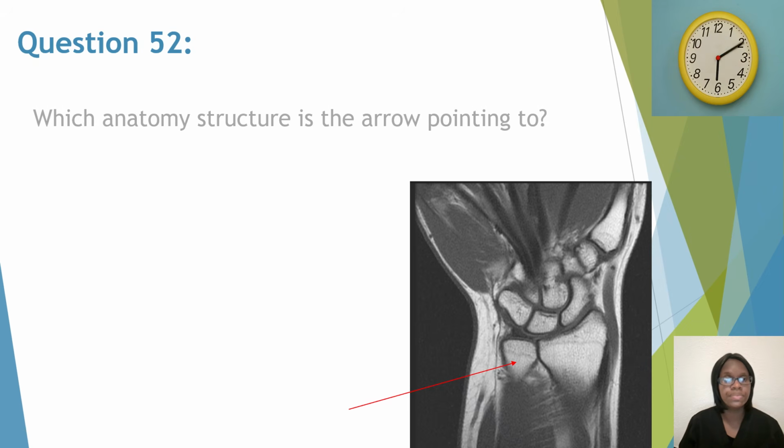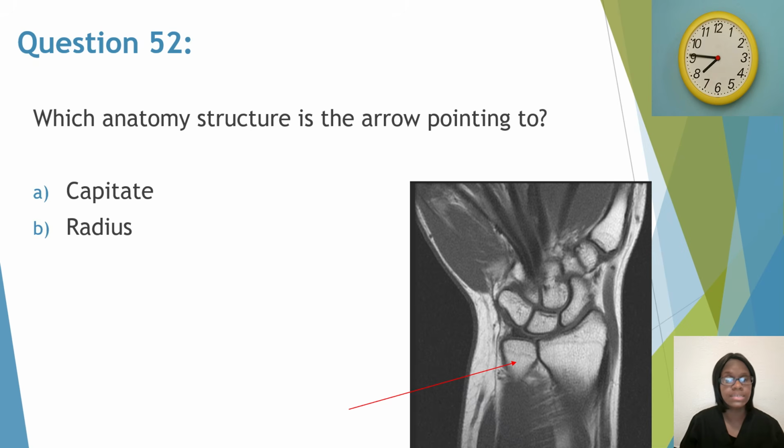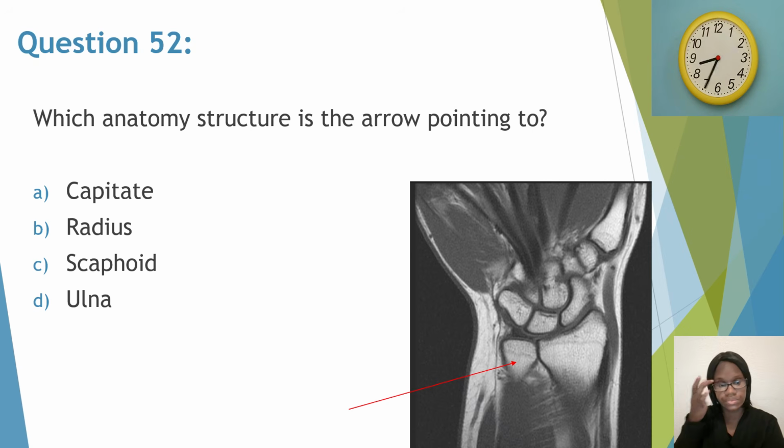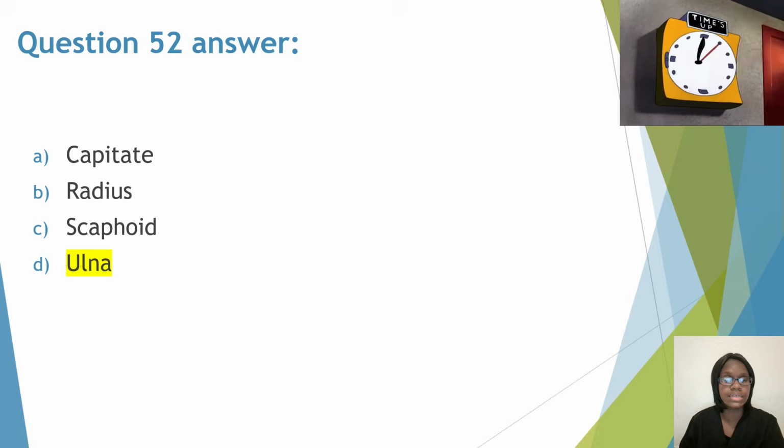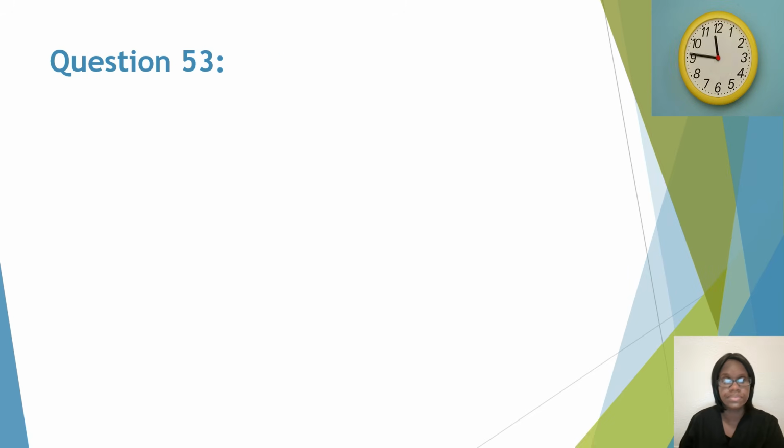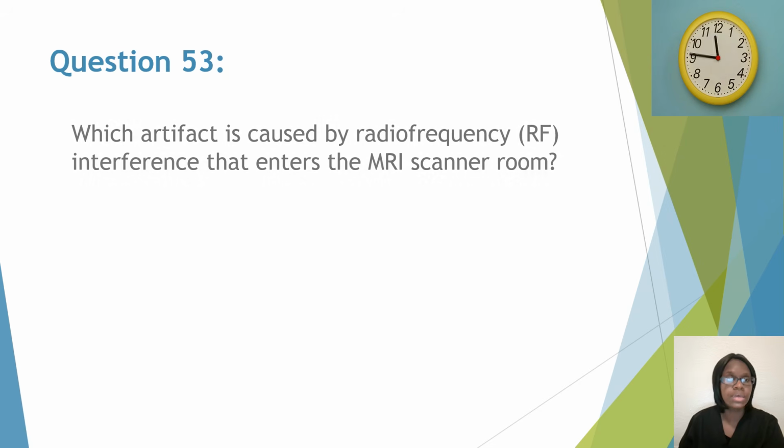Question 52. Which anatomy structure is the arrow pointing to? A. Capitate. B. Radius. C. Scaphoid. D. Ulna. All right, the correct answer is D, ulna. Question 53. Which artifact is caused by radio frequency interference that enters the MRI scanner room?